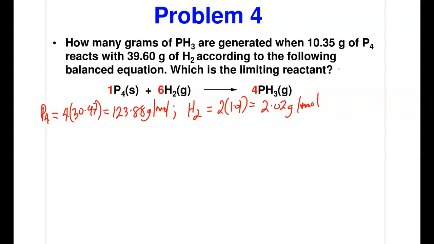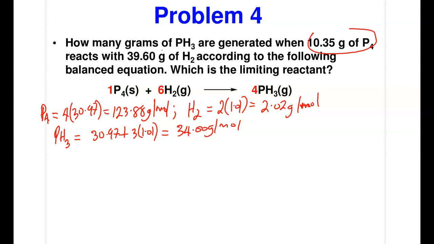And then the last one is PH3. Now PH3 contains phosphorus, which is 30.97 plus 3 times 1.01. That will give us 34.00 grams per mole. And then we start writing. First of all, remember again that we're given 2 ingredients. So we're going to take each of these ingredients and convert it to the mass of PH3. So let's start with this one. It's going to be 10.35 grams of P4. I'm going to draw my line.